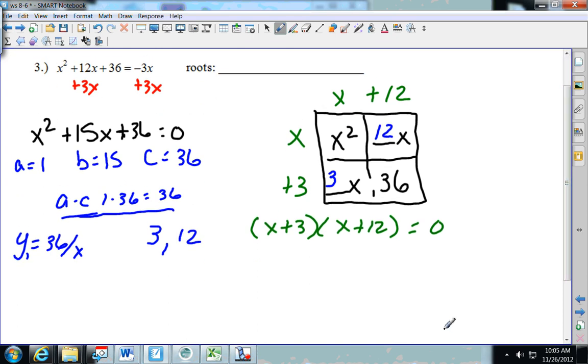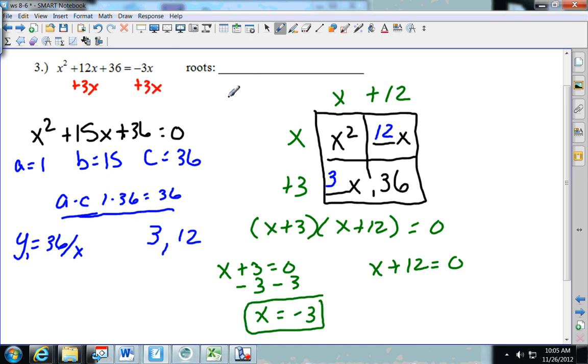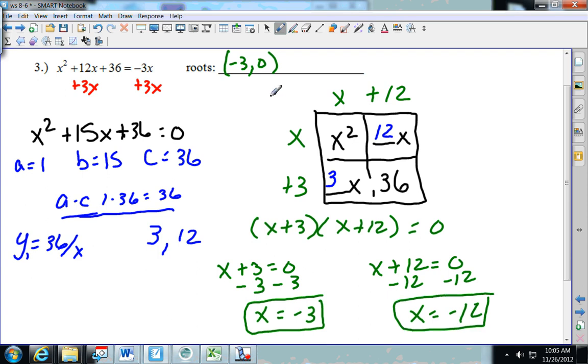That's factored form. Now that's going to help us find our roots. Remember, roots are the same as solutions, the same as x-intercepts. So I'm going to take x plus 3, set it equal to 0. X plus 12, set it equal to 0. Subtract 3. X equals negative 3. So I have (negative 3, 0). Minus 12. X equals negative 12.